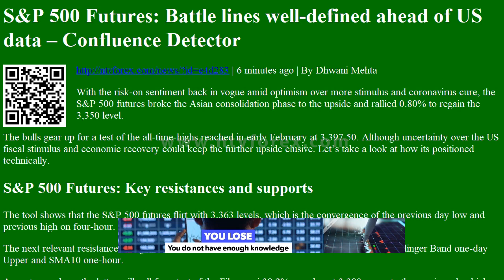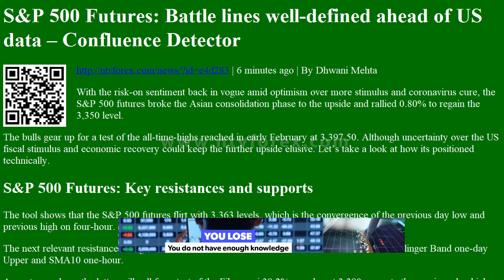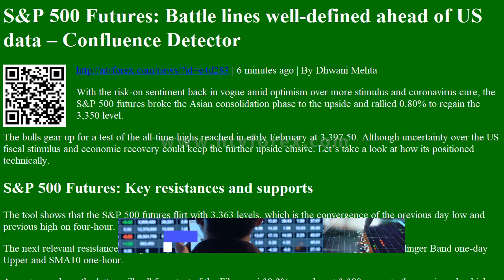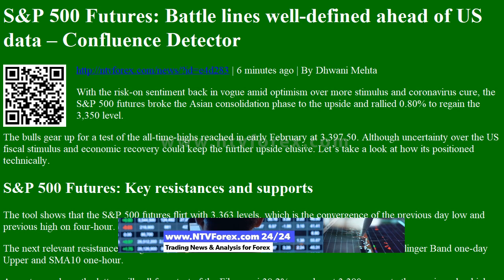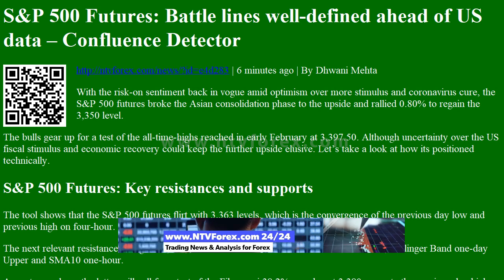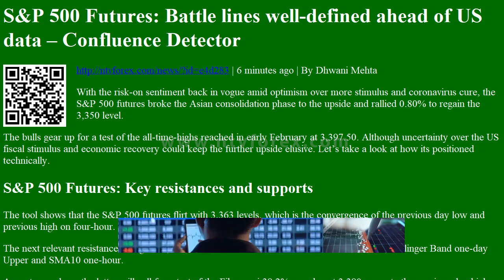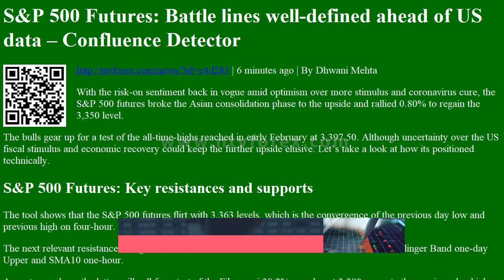www.ntvforex.com. S&P 500 futures battle lines well defined ahead of US data. A Confluence Detector ntvforex.com news ID E4D2836 minutes ago by Dwani Mehta with the risk on sentiment back in vogue amid optimism over more stimulus and coronavirus cure. The S&P 500 futures broke the Asian consolidation phase to the upside and rallied 0.80% to regain the 3,350 level.